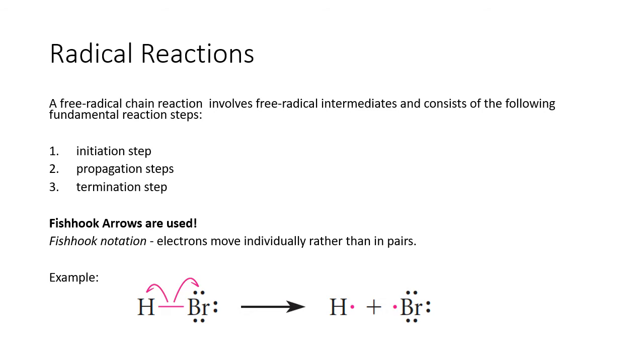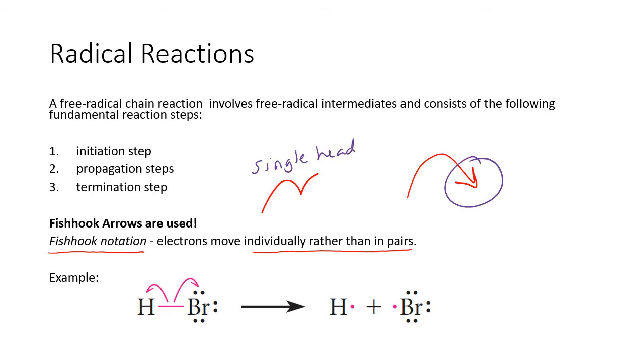When we are showing mechanisms involving radical reactions, we use something called fishhook notation. So radicals are essentially an unpaired electron, and when they form, bonds break and one electron goes to one side and the other electron goes to the other. So they move individually instead of in pairs. So the fishhook arrows look like that, where we are just showing one side, versus our traditional curvy arrows where we have two heads on that. So we have a single head on the fishhook arrows versus the double head that we normally use.